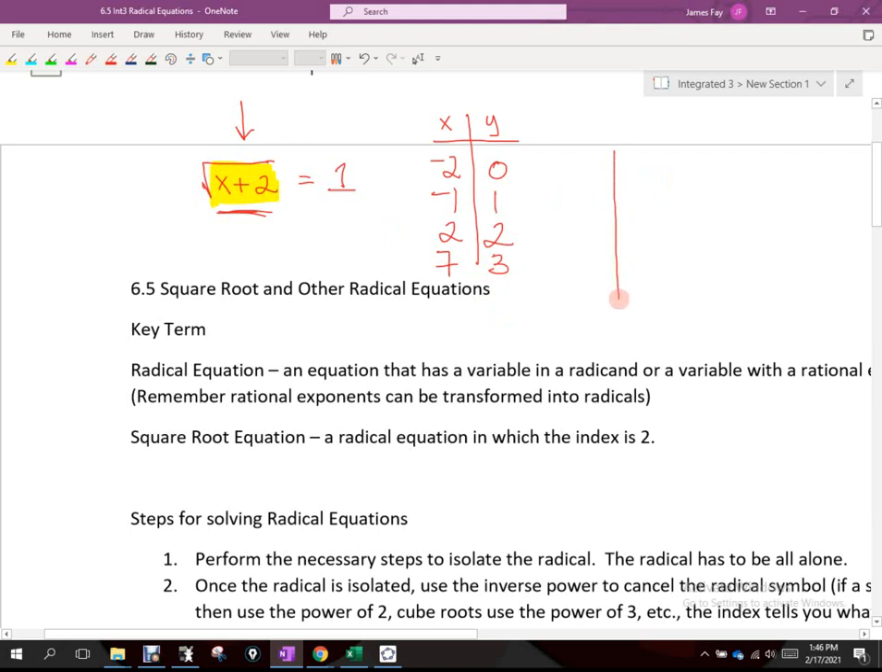So if I graph this, going 1, 2, 3, 4, 5, 6, 7, 1, 2, 3. At -2, 0, we get that point right there. At -1, 1, we get that point. 2, 2. Go all the way out to 7, up to 3. If I connect those, we get a curve that kind of looks like that. All of our square root curves are going to look like that.